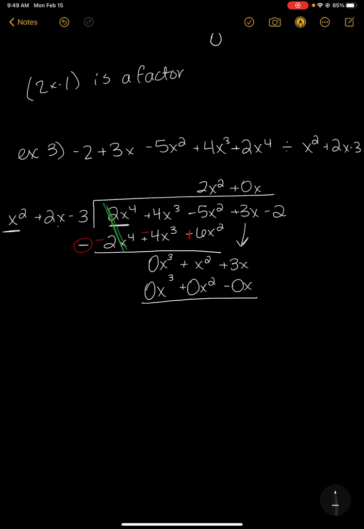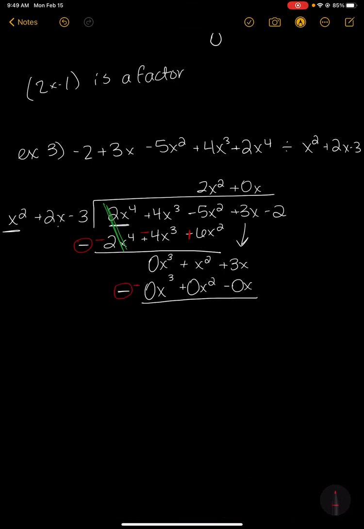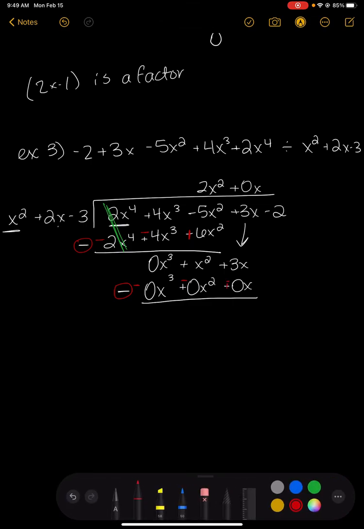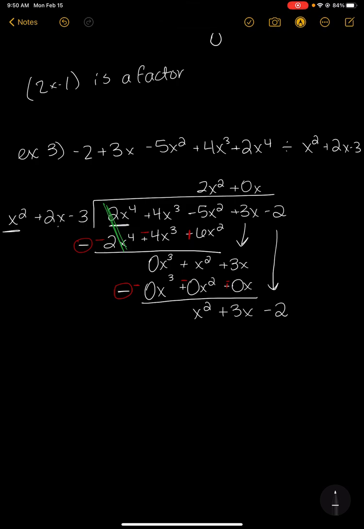Draw a line and subtract. It's kind of weird. So make that one a positive. And then when we bring it all down, we end up getting an x squared plus 3x, and then we'll have a minus 2. So now that we've brought all of our terms down, we should be in the final stages. So x squared times what gives me x squared? Well, that would be a 1.